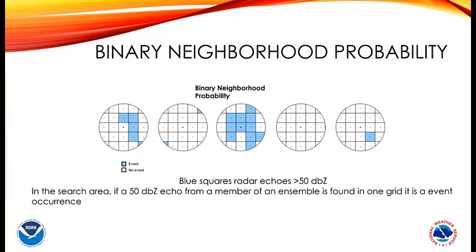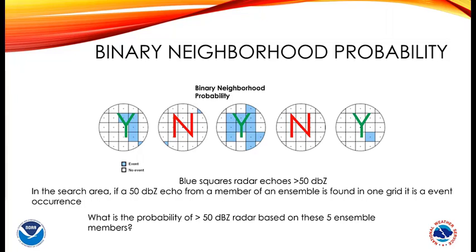So this would be a 0, and this would give us a hit. And since it says binary, it's either a yes or no question. It doesn't matter about the percentage. So if we go through here, we see yes, that has a probability of hit. That's no, yes, no, and yes. And so then the probability of the 50 dBZ echoes of this ensemble, anybody want to take a guess what the probability of a 50 dBZ echo in this would be?